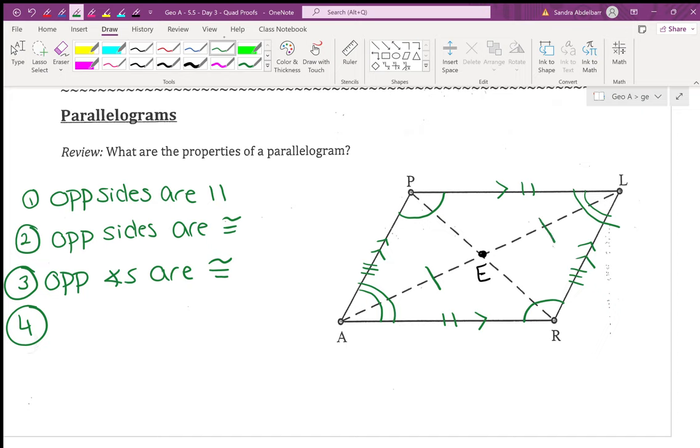And I'll just put a circle this time. PE is congruent to ER. Do you all remember that circle is just another mark? It's like adding a slash. That's all that circle is, another tick mark. So here we'd write down diagonals bisect each other. And you could put EO for each other.